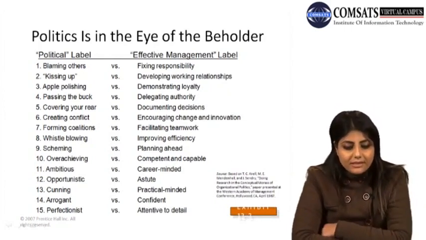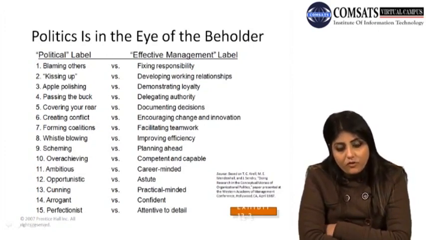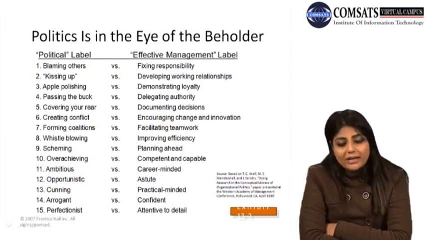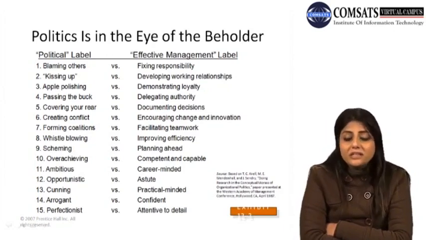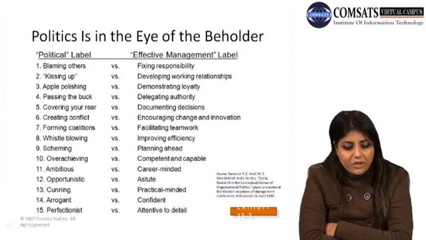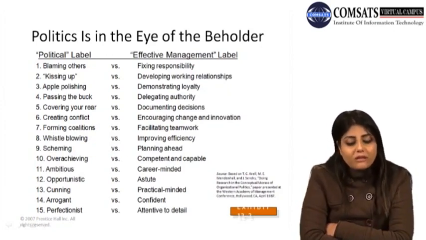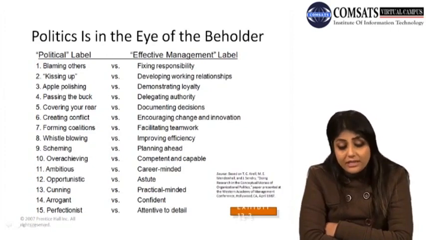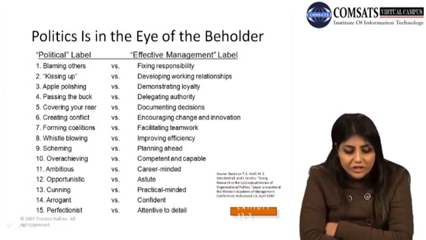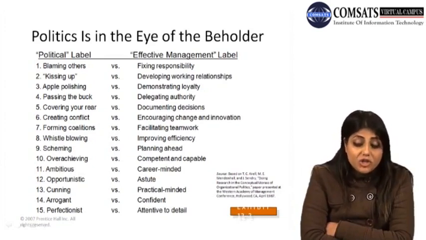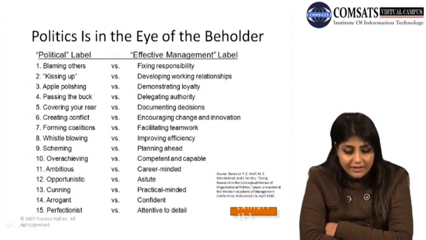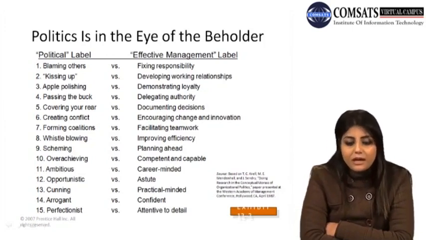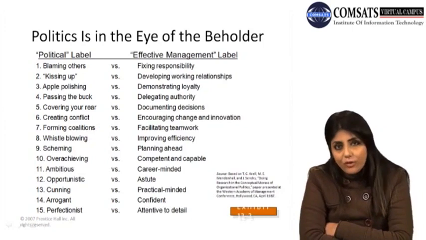If I give you a few examples here: blaming others is labeled as political by one individual, but by another individual it may only be seen as fixing responsibility. One person may be viewing whistleblowing as political, and another may be viewing it as an effective management strategy to improve efficiency. One might be viewing being ambitious as political, while the other might be viewing it as career-minded. One might view a behavior as opportunistic, and the other might view it as astute.